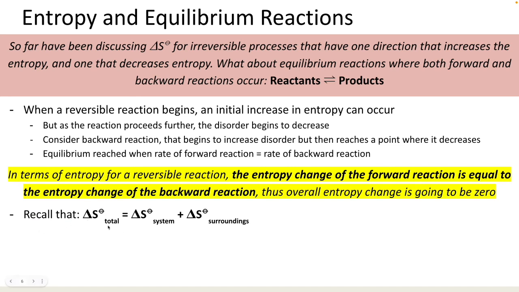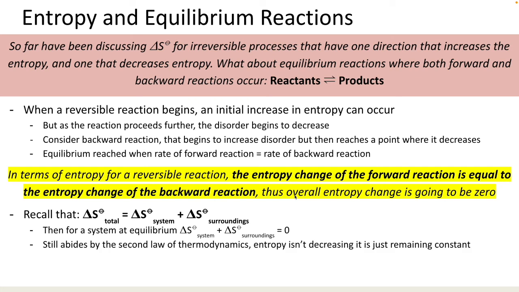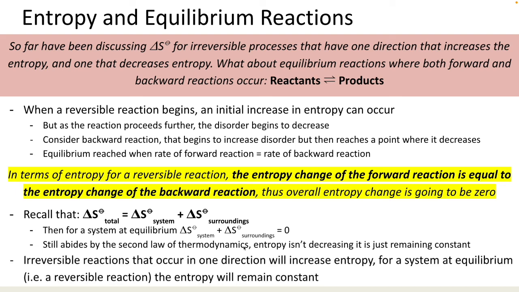We've said that the total entropy change is equal to the entropy change of the system and the surroundings. So looking at standard conditions for a system at equilibrium, the overall entropy change is going to be 0. So the changes in entropy of the system and the surroundings equal 0. This very much fits in with what we've been looking at with the second law of thermodynamics, the idea that entropy is always increasing. Well, entropy can't decrease, and in an equilibrium reaction, entropy isn't decreasing. It's just remaining constant, which is still abiding by that second law of thermodynamics.